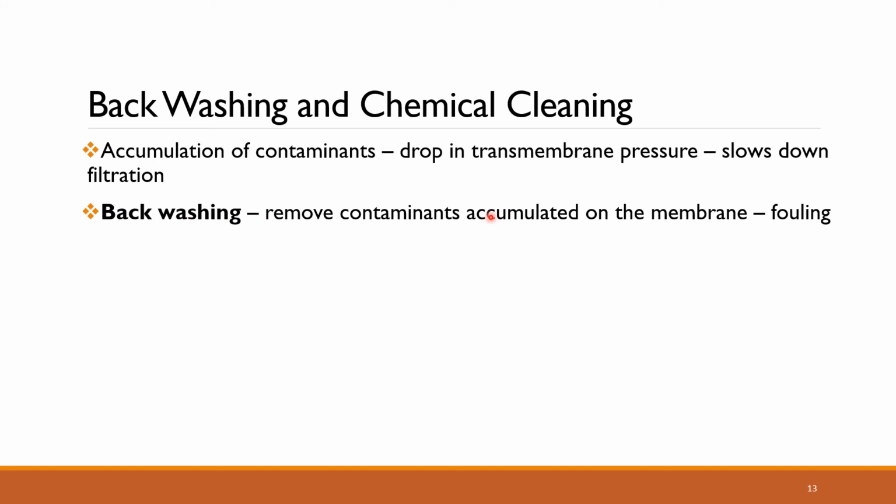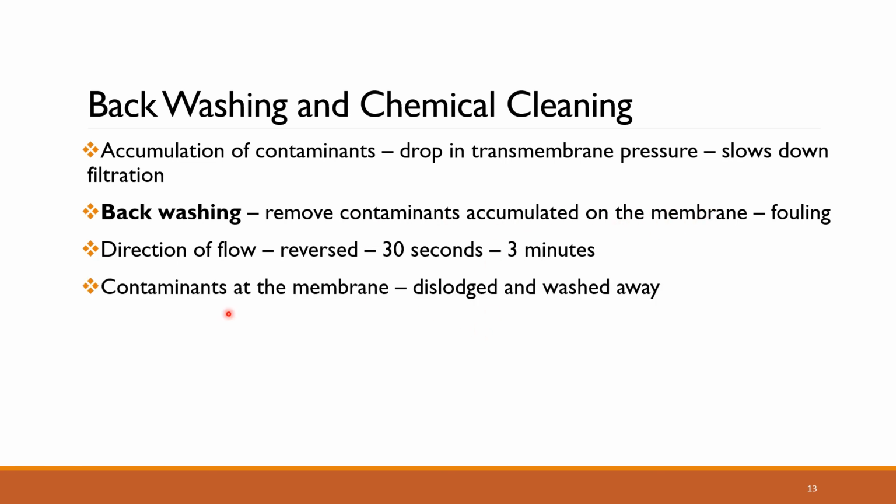Backwashing refers to reversing the direction of flow across the membrane. That is, the pressure gradient is reversed. So when this happens, the contaminants which are accumulated on the membrane will get pushed away and they will dissolve, or they will fall into the solution. So this is how it is done. The direction of the flow is reversed for 30 seconds every 3 minutes, and this is continued about 4 to 5 times until all the contaminants accumulated on the membrane drop into the solution. Okay, the contaminants get dislodged and they are washed away.